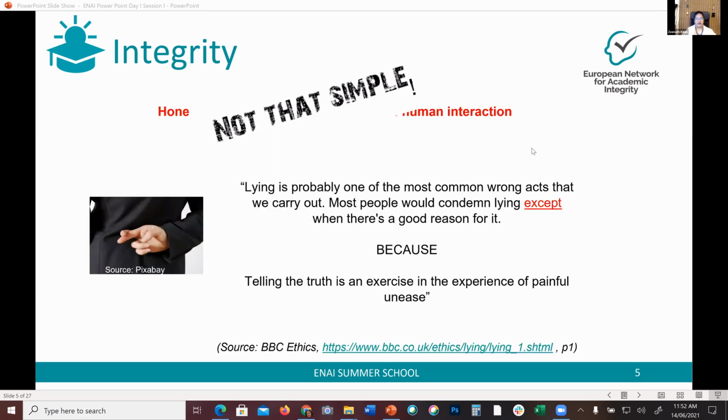But here's the problem though. Although honesty is supposed to be the most basic expectation of human interaction, it's not that simple. It's not simple because lying actually is one of the most common wrong things that we carry out. Yeah, most people generally, if you ask them, is lying good? They will say, of course not, right? Except when there's a very good reason to do it. Now think back to, you don't have to tell us what the truth itself was, but was there ever a time when you had to tell a truth and it was very painful?